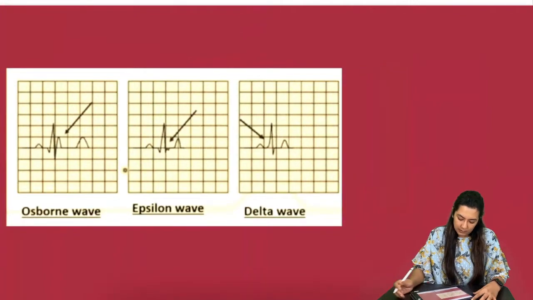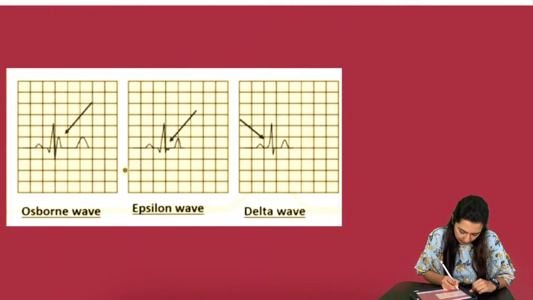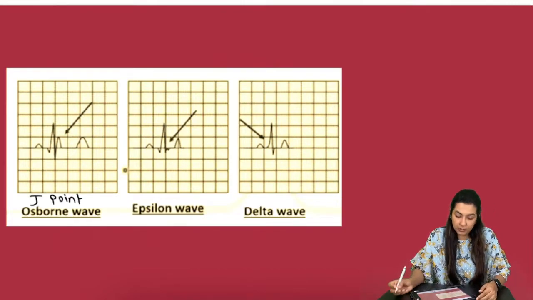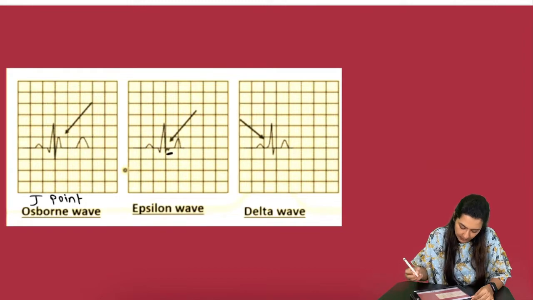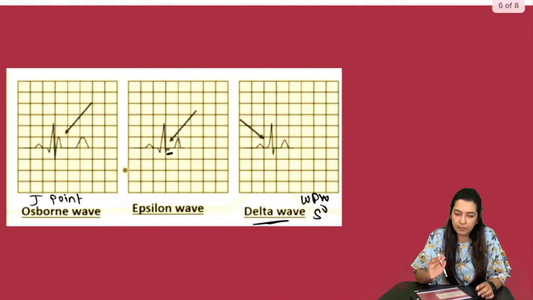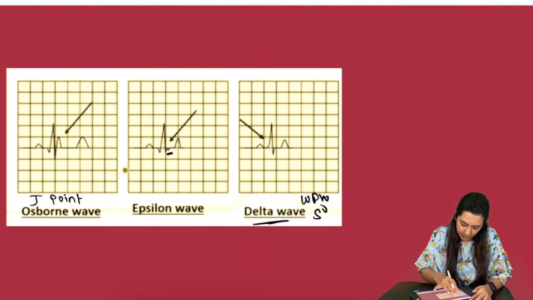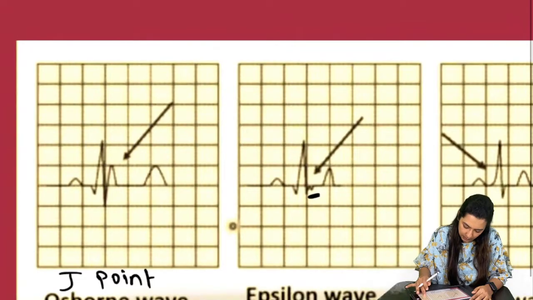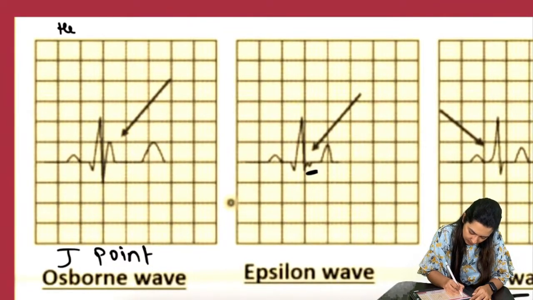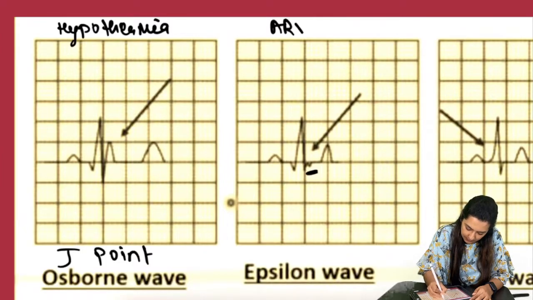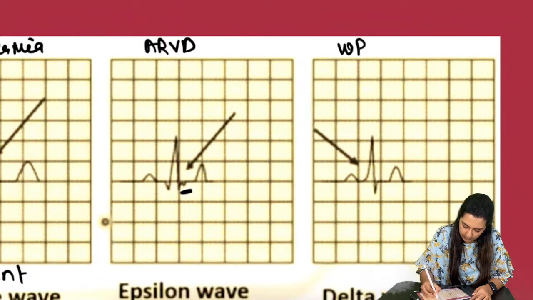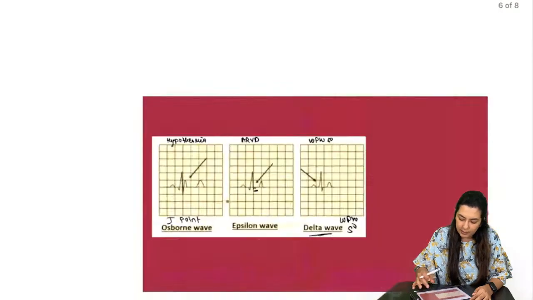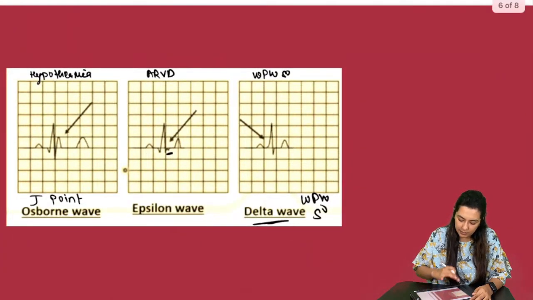Okay, as you can see, this is an Osborn wave on the J point, the J junctional point. This is an epsilon wave, and this is a delta wave seen in WPW syndrome. So these three important waves are very classical for the diseases. Osborn wave, where do you see it? In hypothermia. This is ARVD and this is WPW syndrome. I have already discussed WPW syndrome in my previous videos.